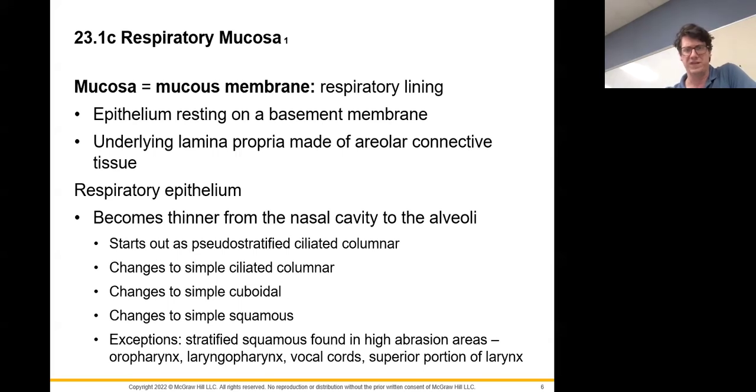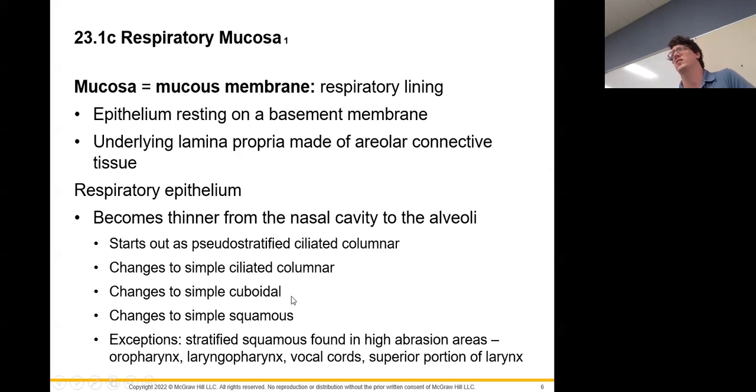Okay. Now, one fun thing also happens with our respiratory epithelia. That's that they're going to change as we move down. So as we start in the nose, we're going to have pseudostratified columnar epithelia. It will then transition into simple ciliated columnar epithelia, and then finally into simple cuboidal once we get down into the respiratory bronchioles. And then finally, once we are down into the alveoli themselves, they become simple squamous cells.